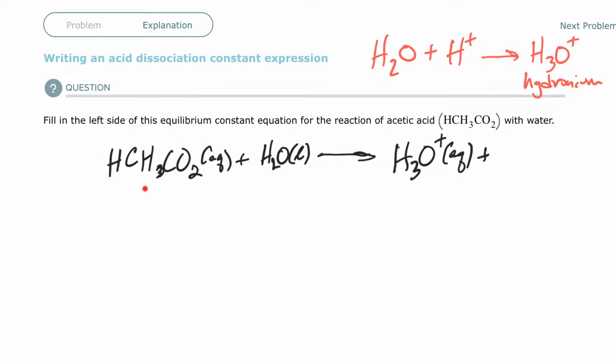Okay, so we did this before. The H comes off, takes a positive with it, makes this whole thing become negative, and then this is the leftover. Whatever's on this side is left over. Okay, so this is going to be CH3CO2, all of that's minus, and that's aqueous.